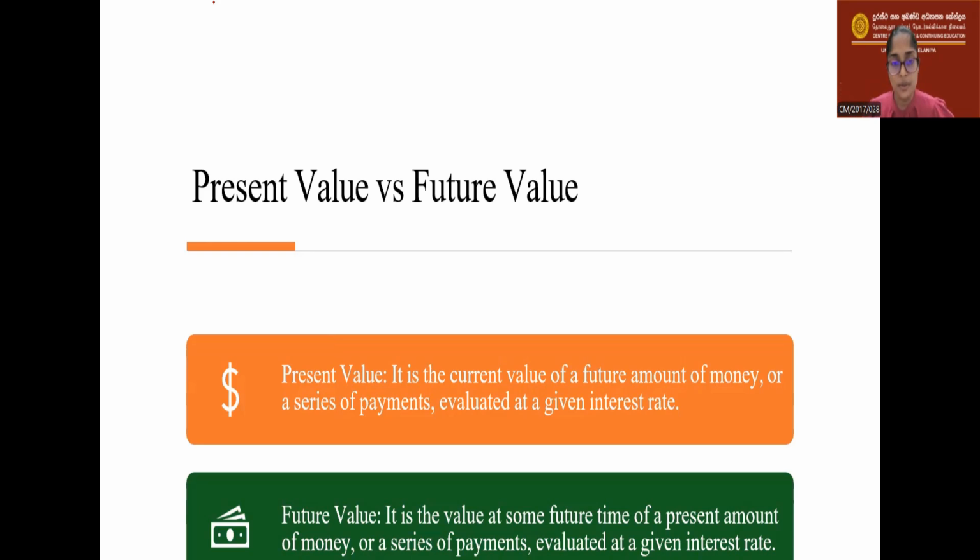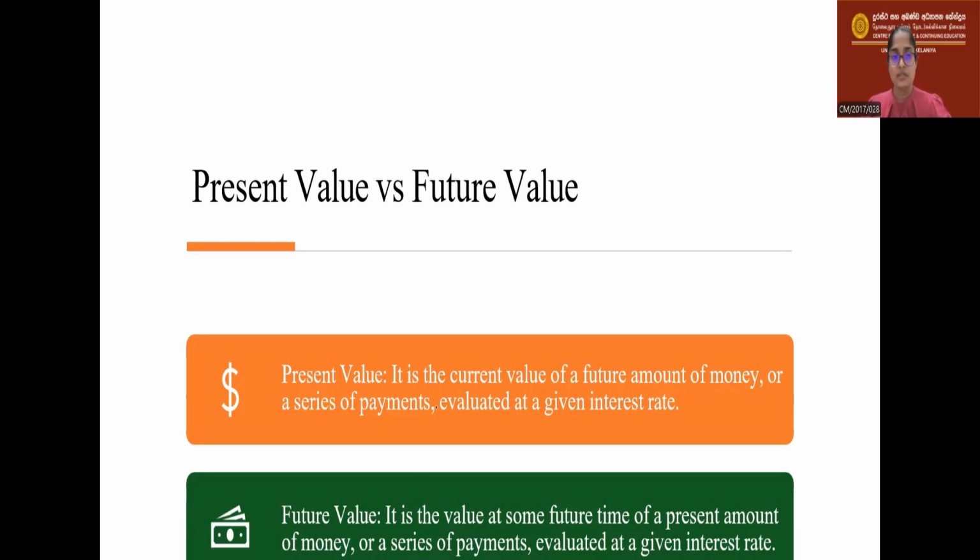So the present value is the current value of a future amount of money or a series of payments evaluated at a stipulated interest rate. But the future value means the value at some future time of a present amount of money or a series of payments evaluated at a stipulated interest rate, right?